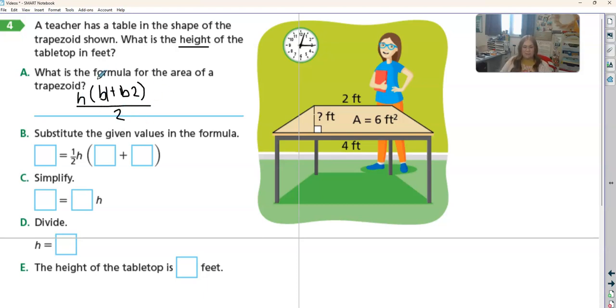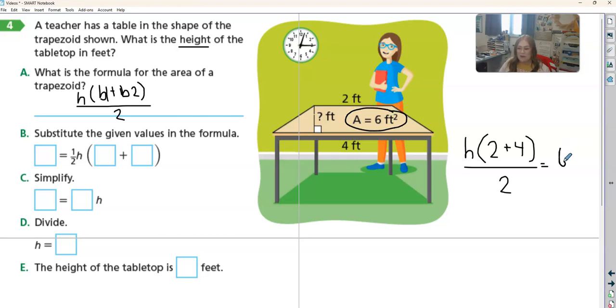So that's our formula. Now we're going to plug in things that we know. We know base 1 is 2, and we're adding on base 2, top and bottom. There's my bases. The height, we don't know the height, so we're just going to keep it h. And then we'll divide the whole thing by 2, and that's going to equal the entire area, which is 6 feet squared. So we're looking for this height here.